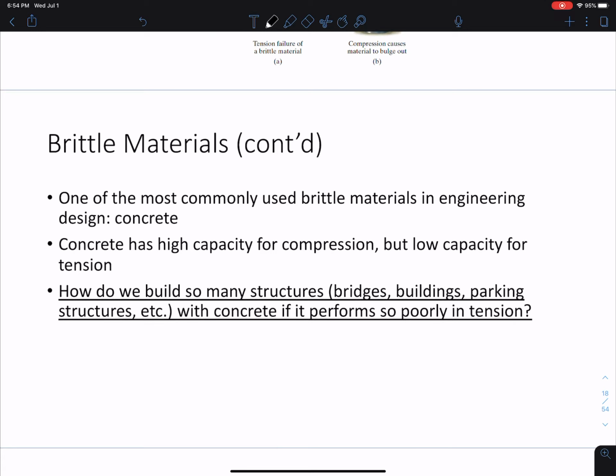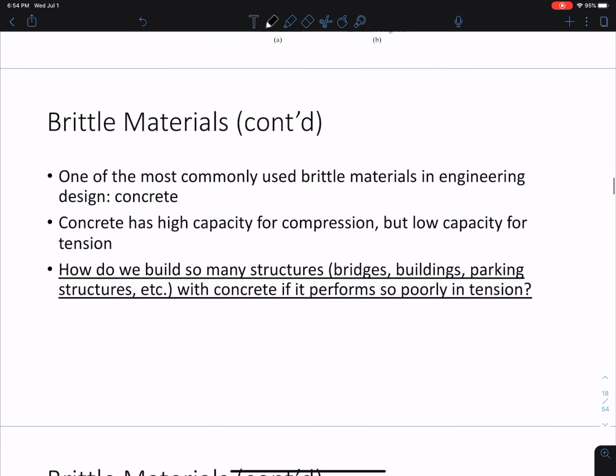So it has a high capacity for compression, but a low capacity for tension. So the question here is, how do we build so many structures with concrete if it performs so poorly in tension? What do we do to concrete to help it in tension?